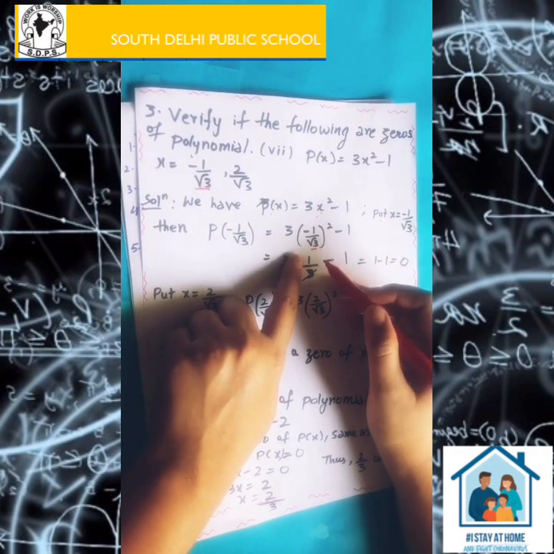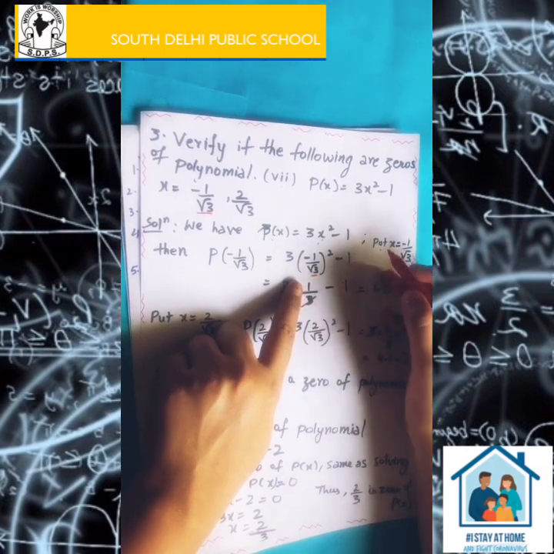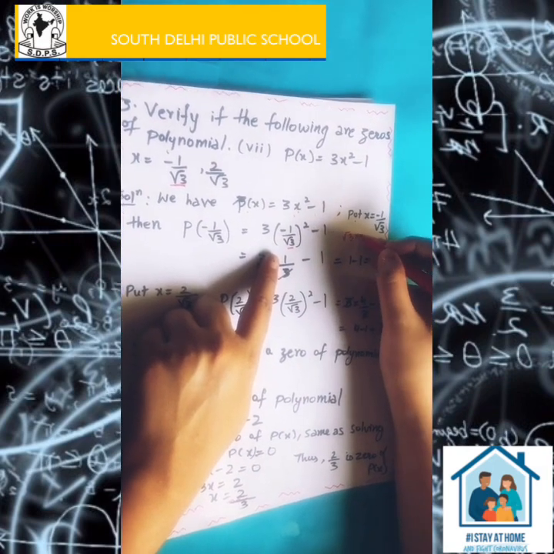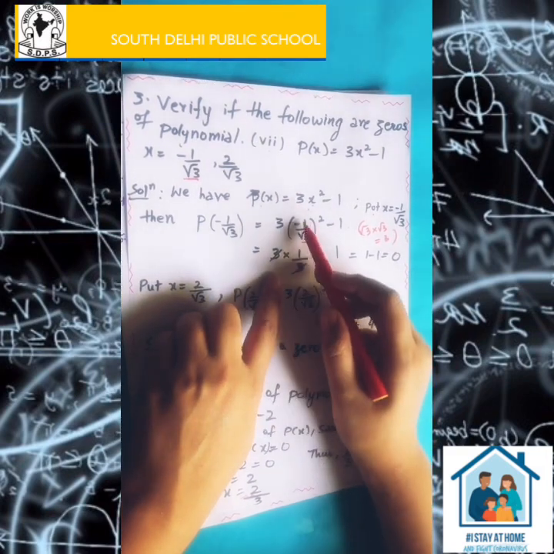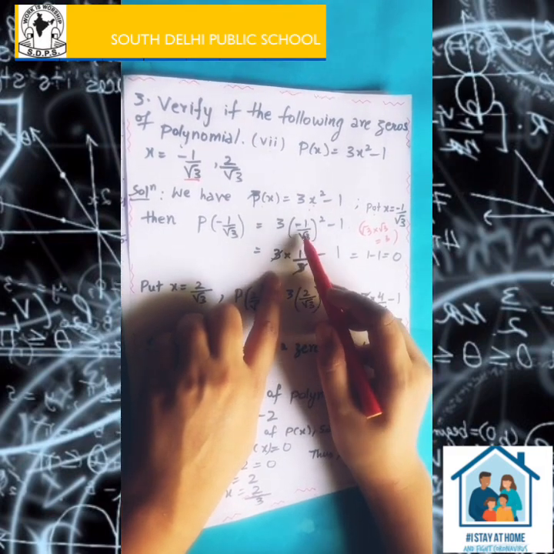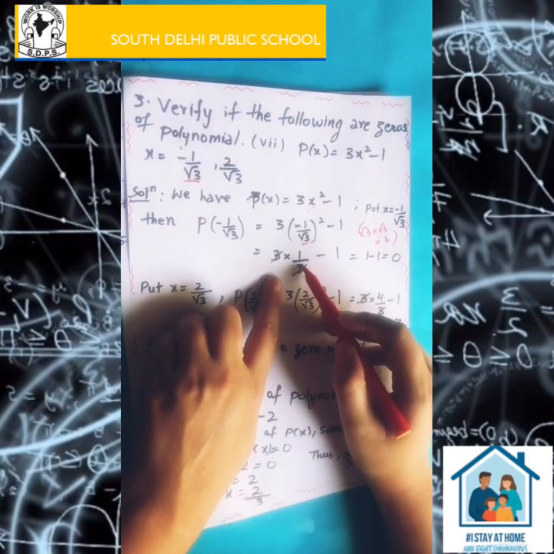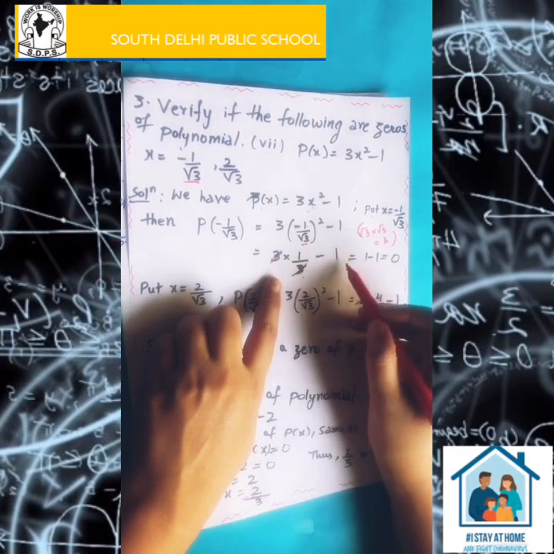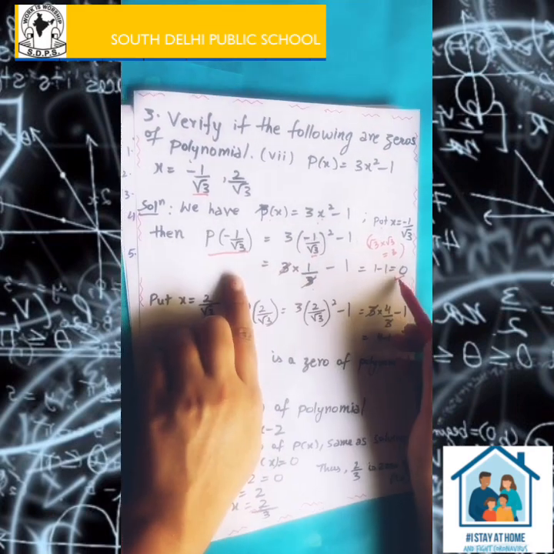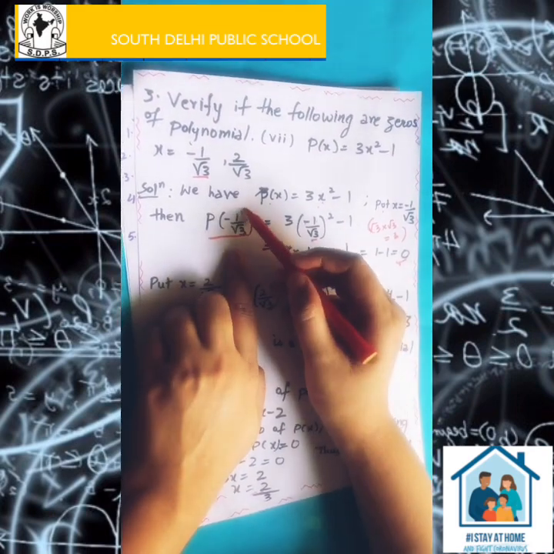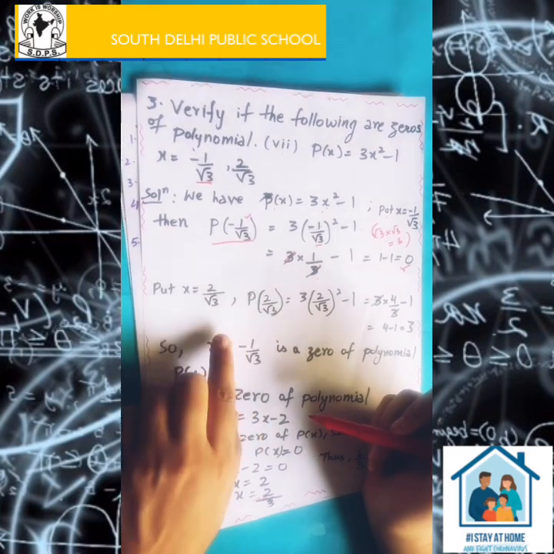Now you already know from chapter number 1 that √3 into √3 is 3. So the square of −1 is 1 and (√3)² is 3. So this cancels. The answer is 1 minus 1, which is 0. So the polynomial is giving the value 0. Therefore, −1/√3 is a 0 of this polynomial.